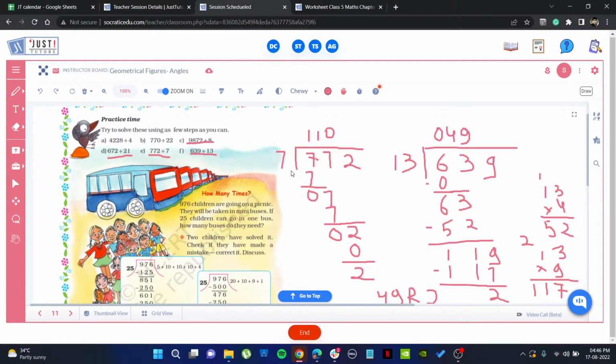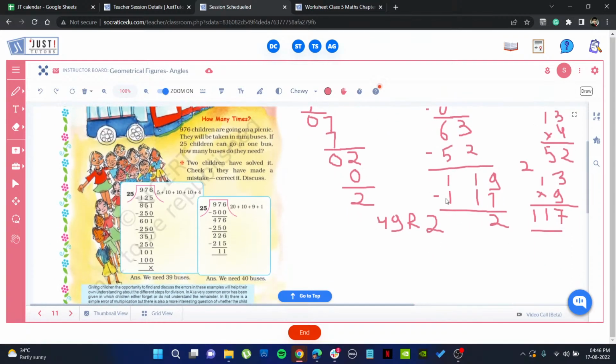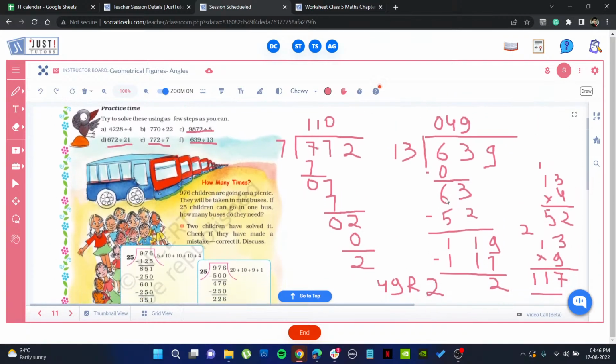Even if we don't get 0 at the very end, it means that we can't divide that number completely by our divisor. So in that case we can write our answer in terms of remainder, as we did here, 49 remainder 2. Okay, so these are the things which we have learned today, and please don't forget to revise it.